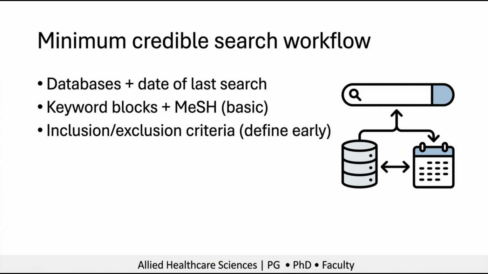Even for a narrative review, keep a method trail. You must mention where you searched and when you last searched. Use 2 or 3 keyword blocks: condition, population or setting, and outcome or method. Add MeSH terms if using PubMed, but keep it simple. Then define inclusion and exclusion criteria early. Examples include study design, language, year range, adult versus pediatric, or molecular methods like PCR. This is what makes your review defensible during peer review.